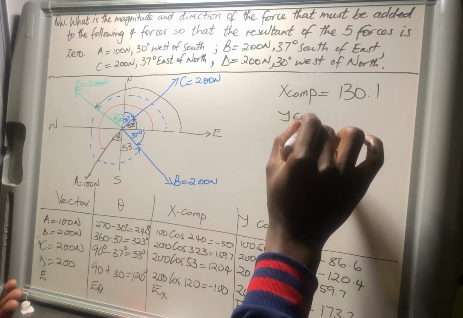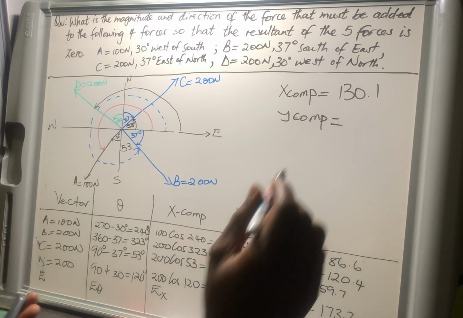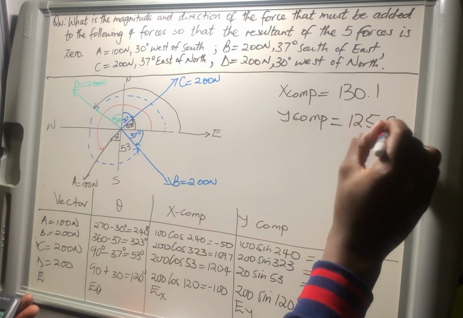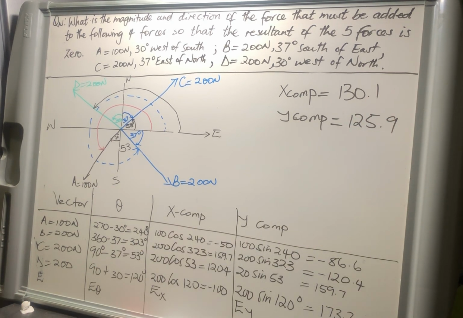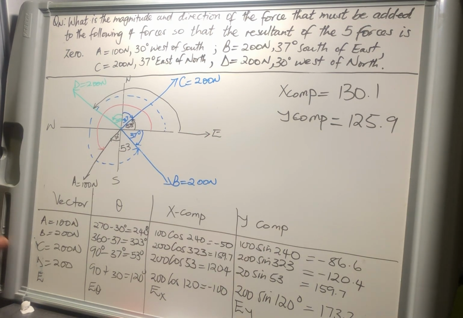Y comp, I'm going to add this. So I have negative 86.6 plus 159.7 minus 120.4 plus 173.2, and this will give me 125.9. Right, so this is what we have. So I'm going to erase the diagram and this, then we'll be left with this only, because that's what we are going to use.